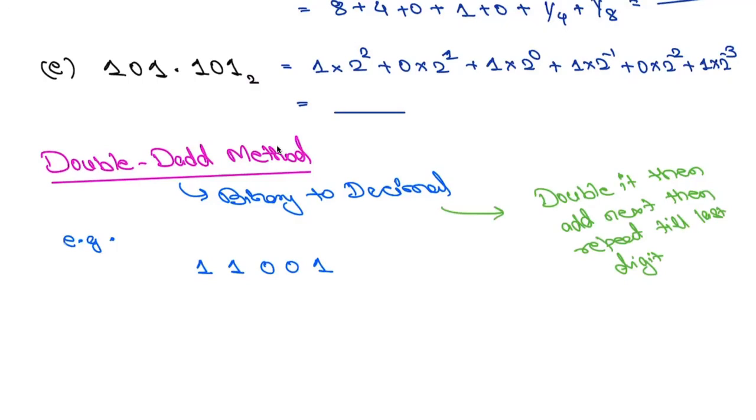बताओ क्या आएगा? Double it, 2. Then add 1, it will become 3. Then double it, it will become 6. Then add 0, it will become 6. Then again double it, it will become 12. Then add 0, it will become 24. Then again add 1, 25.